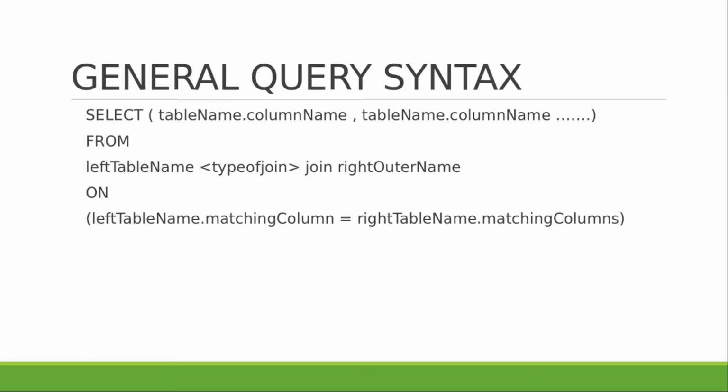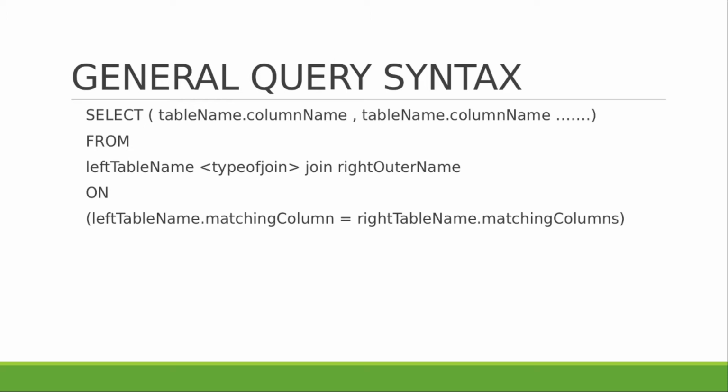So why is the table name important? Because there are two tables present in our join statement, and the computer needs to know which column is present in which table that we are joining. That is why the first line goes like select table name dot column name, the next table name dot column name, and so on. We can mention as many columns as we want to print in our output.